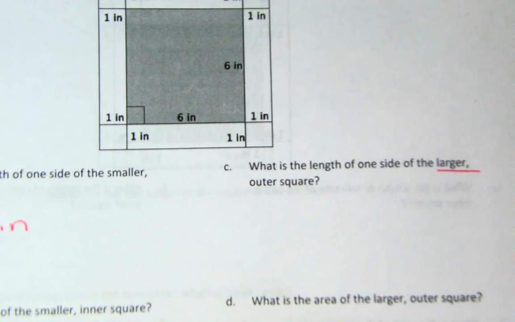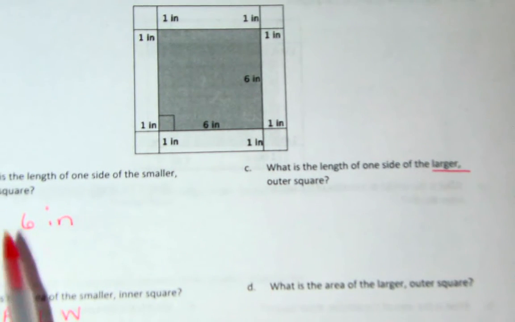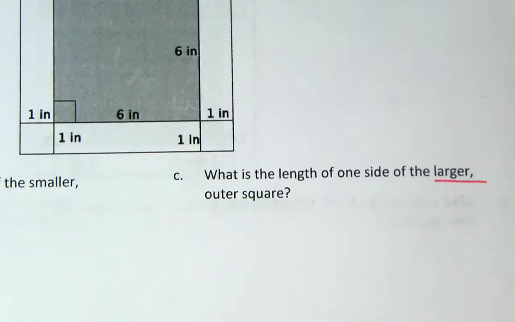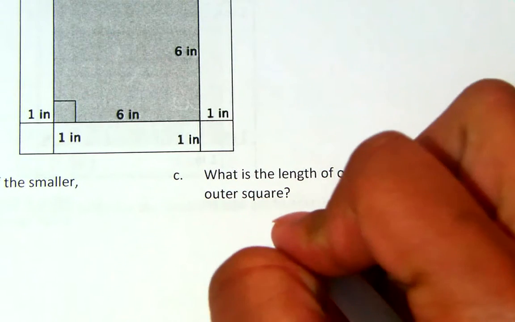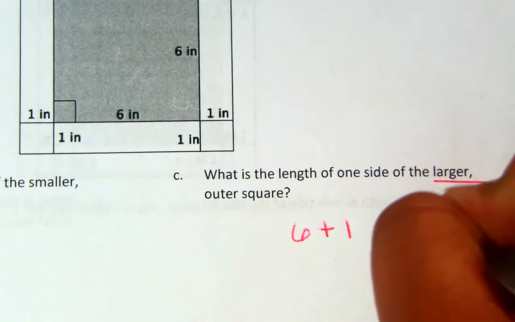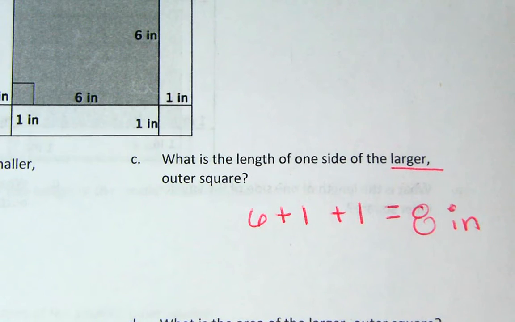So I know some things about the larger outer square. For one, the number that I put here must be bigger than the number I put here, because the larger square side has to be bigger than the smaller square side. Examine your figure. What could the length of the longer side be? Yeah, that length is actually going to be 6 plus 1 inch plus another inch, which is a total of 8 inches.